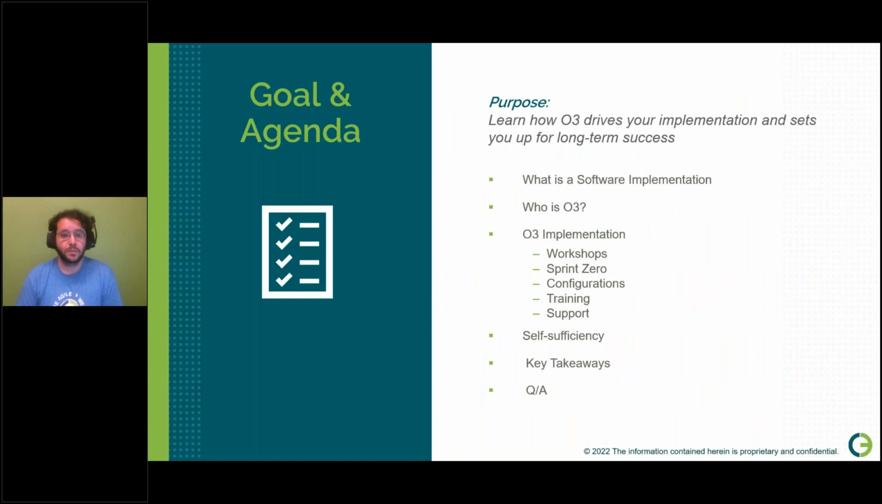So today's agenda, we're here to learn how O3 drives your implementation and sets you up for long-term success. First, we're going to cover what is a software implementation, who is O3, how O3 handles an implementation, including workshops, sprint zero, configurations, training, support, and then we'll jump into self-sufficiency, and then key takeaways, and at the end, we'll have time for a question and answer.